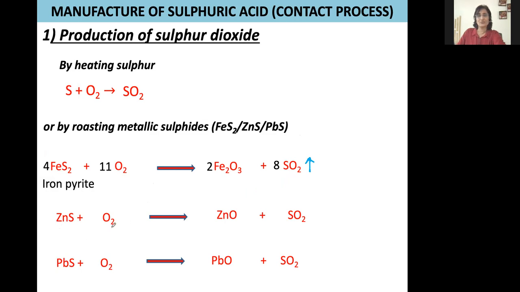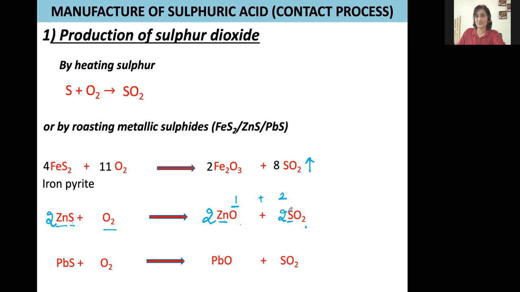Let's try balancing these two now. Zinc sulfide with oxygen. We have 1 atom of zinc, 1 atom of zinc here, 1 atom of sulfur, 1 atom of sulfur here. Oxygen 2, but oxygen are 3, 1 plus 2. So best would be to make the odd oxygen section into even. Because of this, the zinc becomes 2. We multiply this by 2. Because the sulfur becomes 2, so we multiply this by 2.